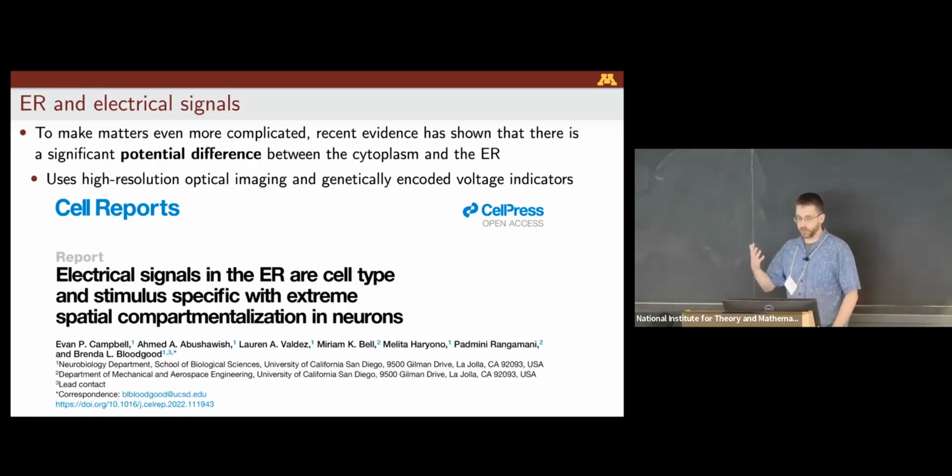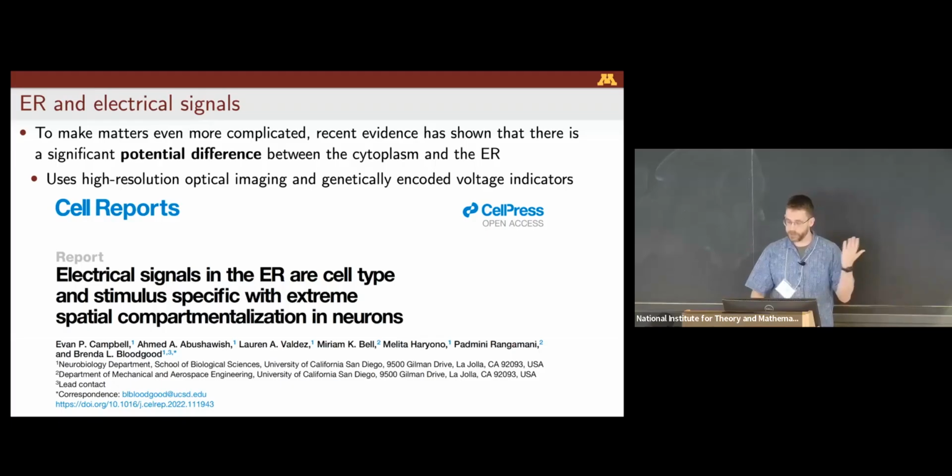And this has been shown a lot recently. It's a little bit of an older result as well, but these endoplasmic reticulum, the ER, are known to actually have electrical signals. And with the outpouring of new data from these genetically encoded voltage indicators, so we can actually look at the fluorescence of voltage, this is popping up all over the place. The ER, which was assumed to be essentially electrically passive, has been shown to have a pretty big potential difference between the ER and the cytoplasm. And that needs to be accounted for.